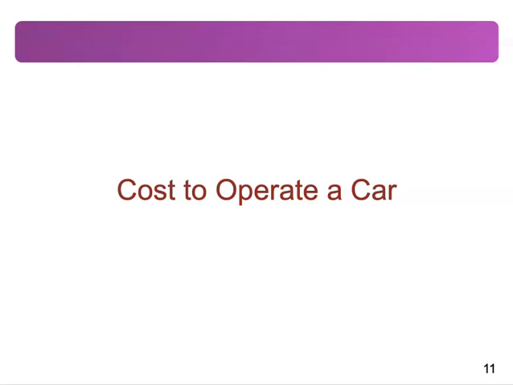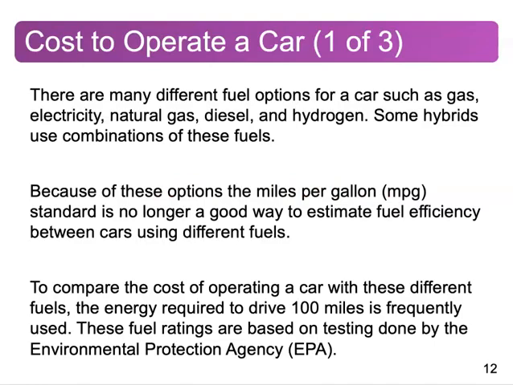We also want to look at things like the cost to operate a car. It's more than just a car payment. So there's lots of things that you need to consider when you are purchasing a car, and one of those is the fuel options. Is it going to be a car that runs on gas, electricity, natural gas, diesel, hydrogen, hybrids? How is this car going to be operated?